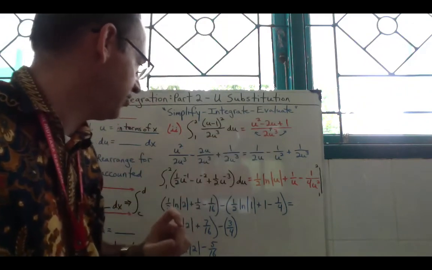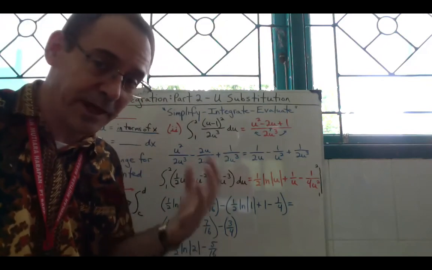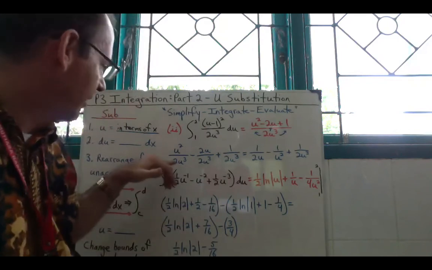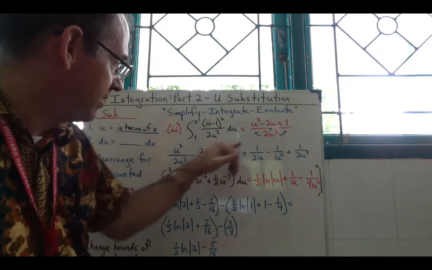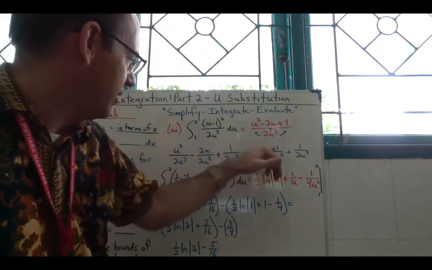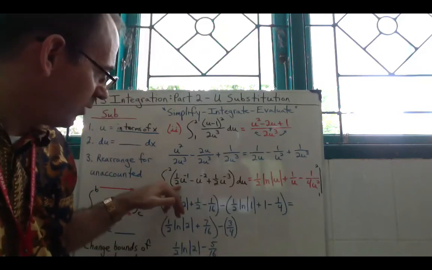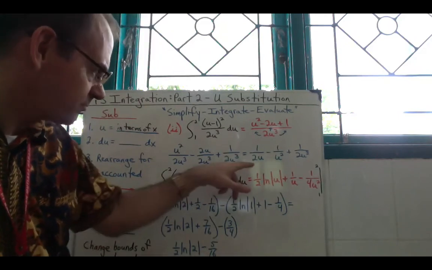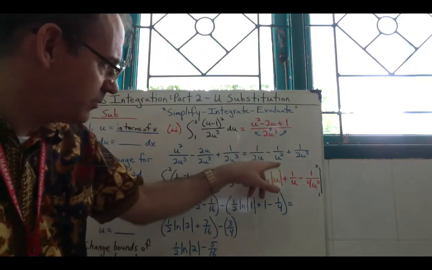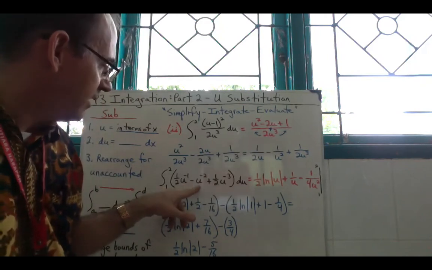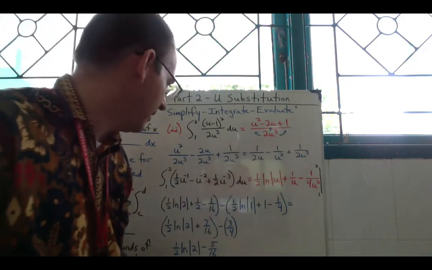1 over 2u cubed. And because we want to integrate, and they are our basic rules or exponent rules, we're going to bring those all upstairs. So this cancels and becomes 1 over 2u. This one becomes 1 over u squared. This one is already simplified, but we want to move them to the numerator. So we bring the u up. So it's 1/2 u to the negative 1. We bring the u squared up: minus u to the negative 2 plus 1/2 u to the negative 3.